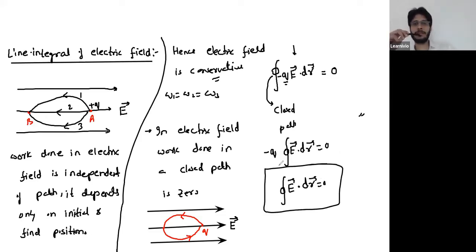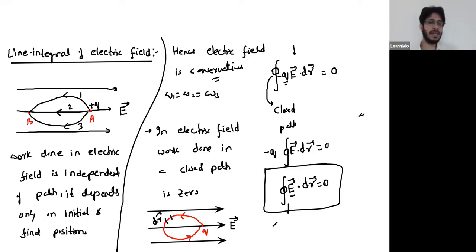What is E here? Electric field. E is electric field and dr is small length element. That element could be this dr. So if you are integrating, it means you are integrating over the whole closed loop. If you are integrating electric field over the closed loop, the net value is 0.